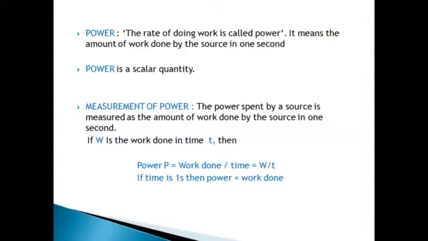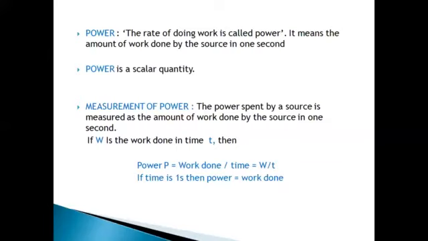Next thing comes: how to measure the power. The power spent by a source is measured as the amount of work done by the source in 1 second. In 1 second, whatever the amount of work done by the source, it is known as power.